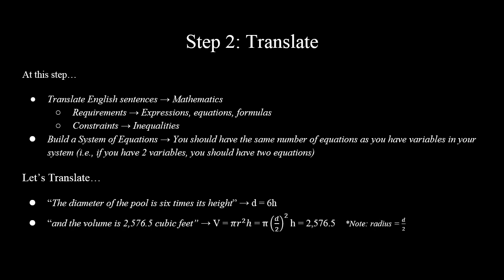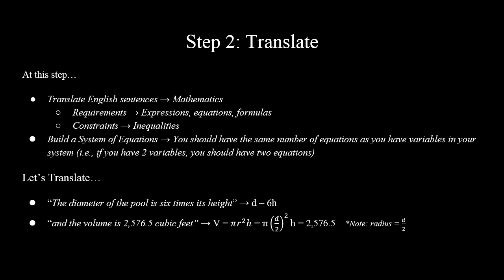Now, I also really need to think about the volume. I was given a constant for the volume. I was given what the volume equaled, 2,576.5 cubic feet. Well, I need to translate that value to the formula that it came from. So what is the formula for the volume of a cylinder? Well, it's the area of its base, which here is a circle, multiplied by the height, the third dimension. So the area of a circle is pi r squared, and h was our height. So the volume here equals pi r squared h.